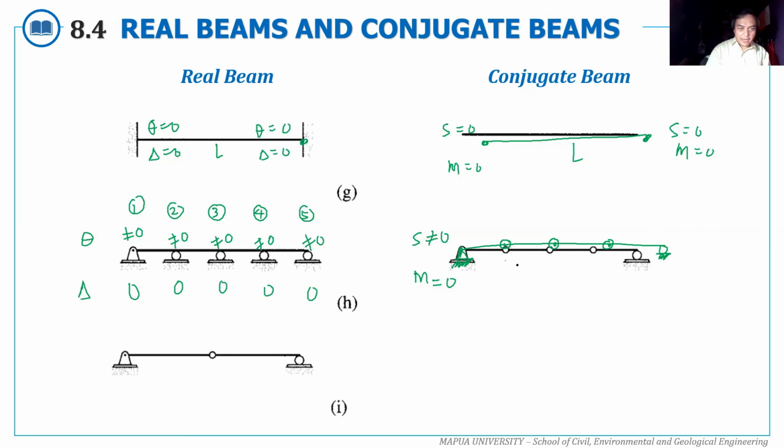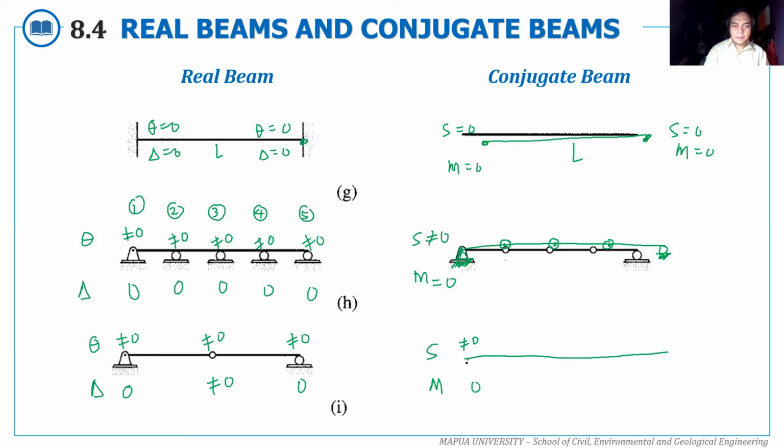How about for this letter I? Again, slope, deflection. Okay? Not 0, 0. Dito sa internal hinge, the slope there is not 0. Deflection there is not 0, 0 also, diba? Dito sa roller, not 0, 0. Okay? So pag dinrawing ko yung conjugate beam, shear moment. Dito daw, not 0, pero 0 yung moment. Ano to? Hinge. Diba? Exterior support. So it could be a hinge support.